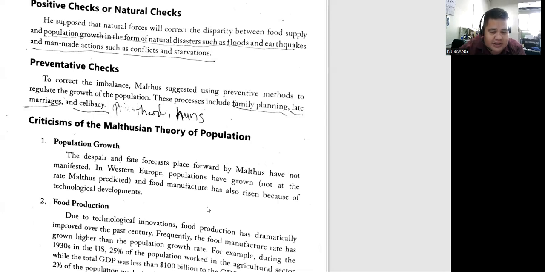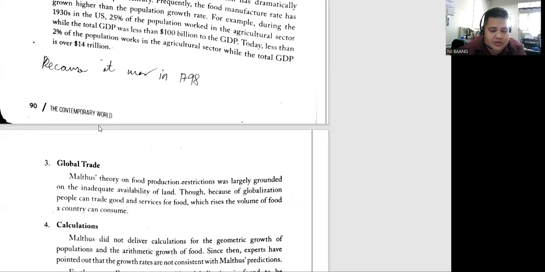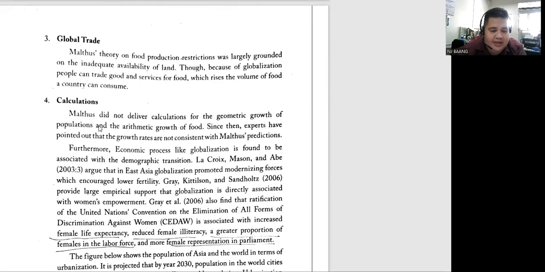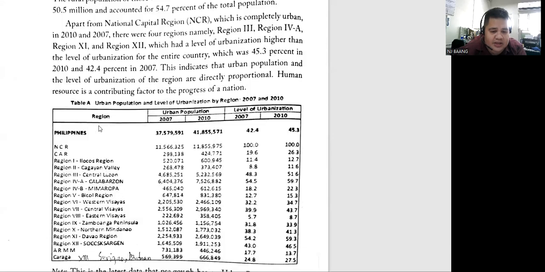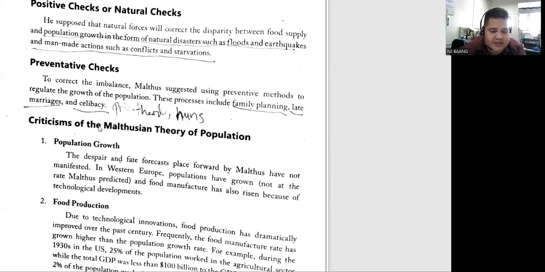Moreover, for that, criticism of the Malthusian theory of population. We have number 1, population growth. Number 2 is food production. No? Number 3, global trade. Number 4, calculation. So number 1, population growth. The despair and gloomy forecast put forward by Malthus have not manifested.